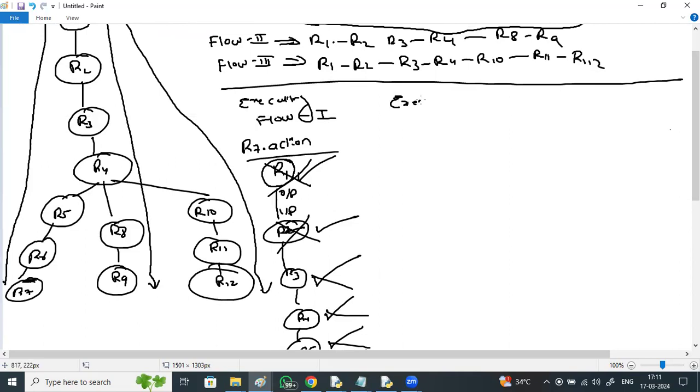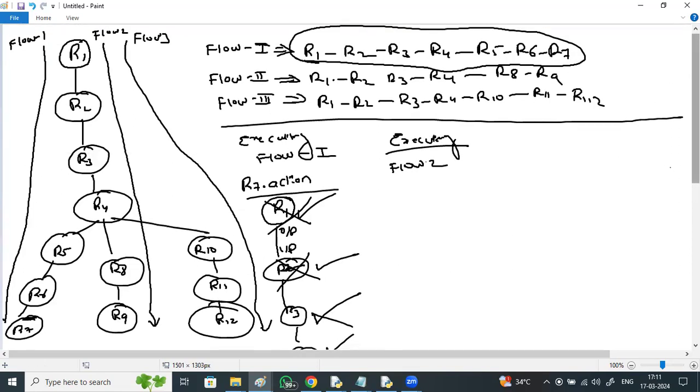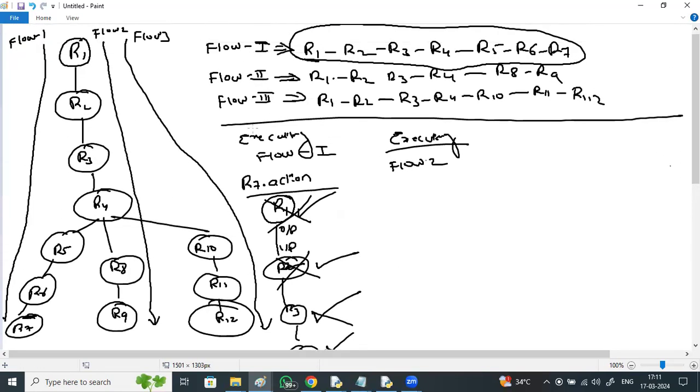Executing flow 2. Try to say, executing flow 2. Same. What do you need to say to execute the entire flow 2? On which RTD do I need to perform action? Everyone, try to respond. R9 dot action. Whenever we perform R9 dot action, from R1 to R9 it loads and computes one by one, and R9 output will be collected finally.